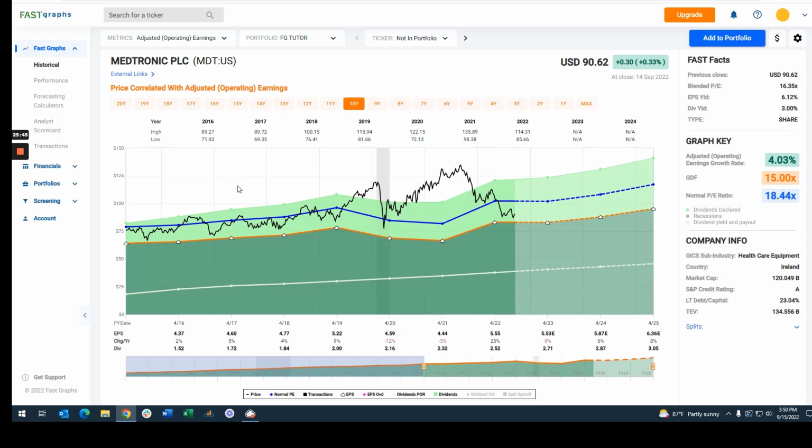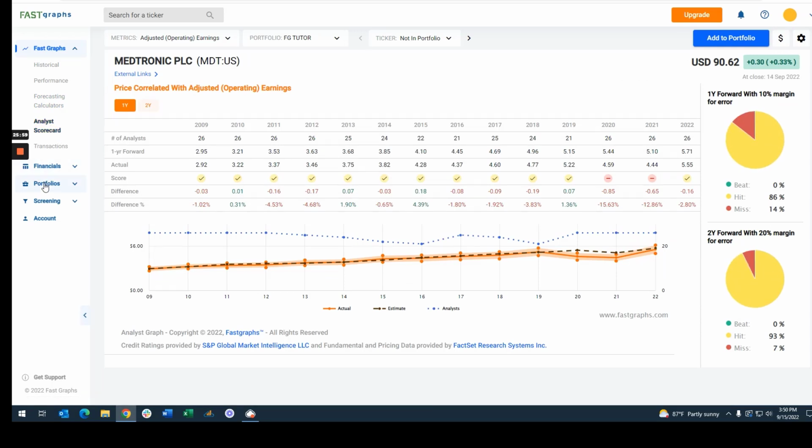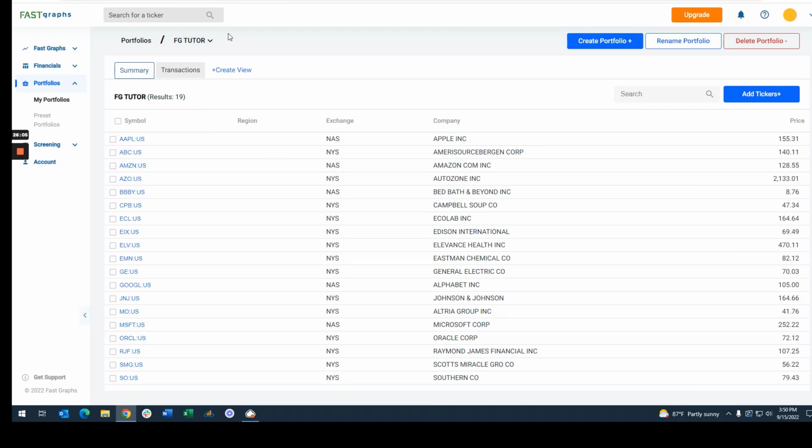I hope you enjoyed this introductory tutorial into the features, advantages, and benefits of Fast Graphs. We're going to be doing a lot more tutorials looking at a lot of the other features of Fast Graphs, like the forecasting calculators, the analyst scorecard, the portfolio sections, and so on. We're going to be talking to you about a lot of other features of the tool, but this was just one to get you started in looking at the basic Fast Graphs.